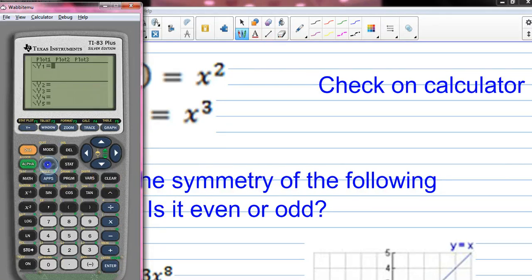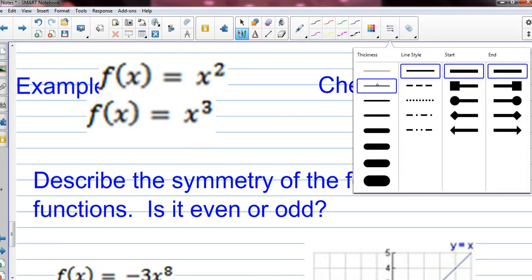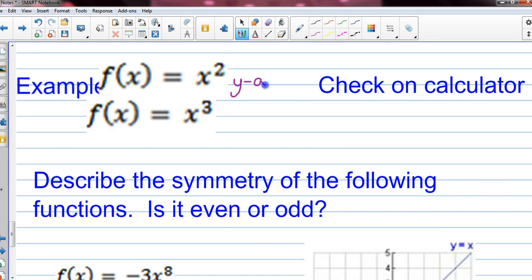Now I do x cubed, and this one's harder to see, but that one is symmetrical to the origin. So this one is symmetrical to the y-axis, and this one's symmetrical to the origin. The reason is because this is even and that's odd.